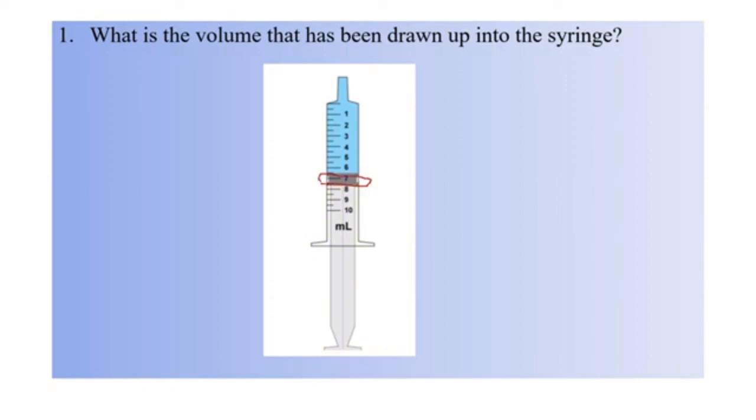So this gray color is not actually the liquid in the syringe. This is the part of the plunger, seal of the plunger. So you have to be careful with these things. So the correct answer is 6.5 ml. So this one is a 6 and this one is a 6.5. Till here the fluid is there in the syringe.